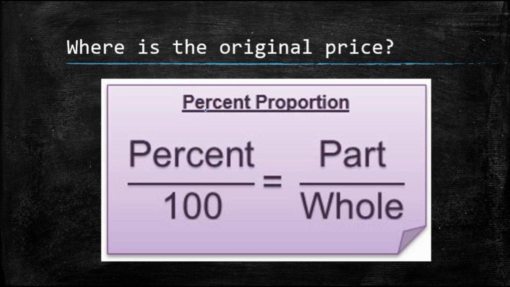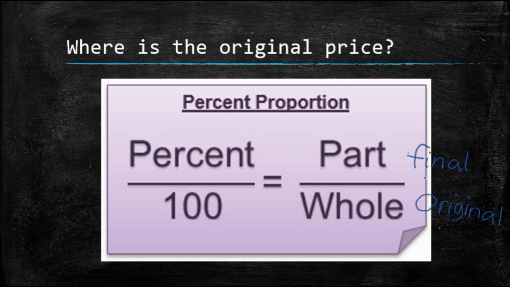So we know that the percent goes on the upper left hand side, and all of you are doing phenomenal with that, knowing that percent goes on the upper left-hand side and 100 goes on the lower left-hand side. So let's talk about the part whole area and where the original price is. We know before we said that the original price goes on the bottom right. And that's because it's the original whole amount. Now the part on the top then, that is going to be your final price.